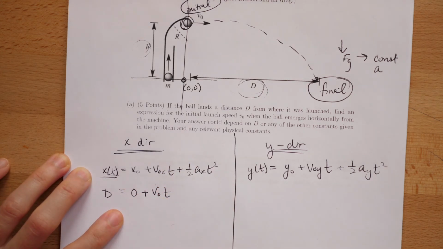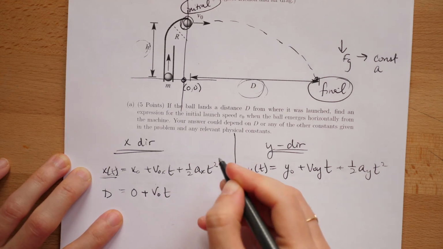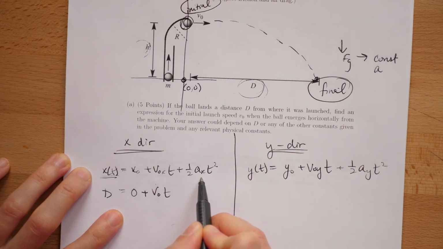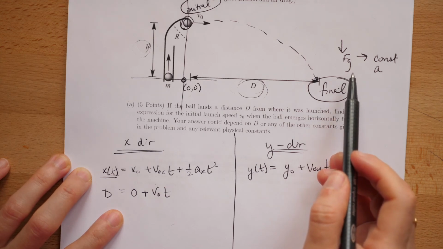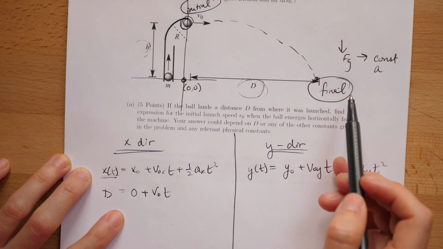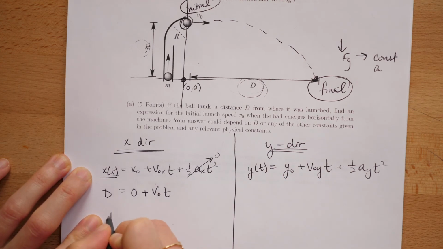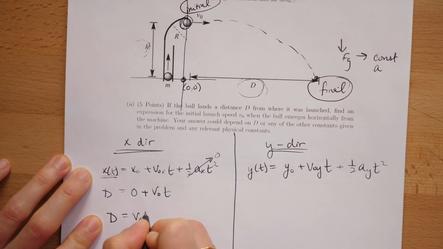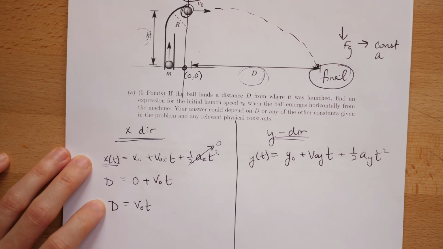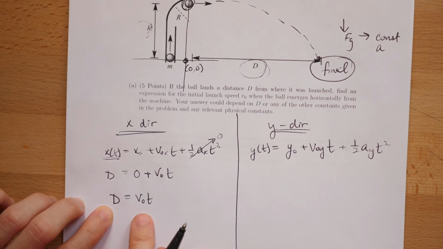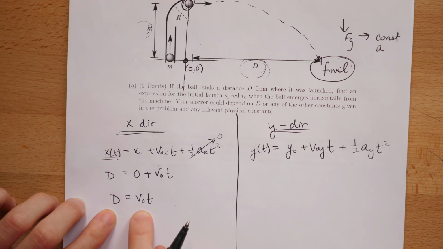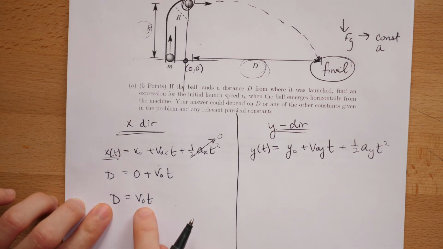We don't know what t is. And there's no acceleration in the x direction because the only force acting is gravity and that acts straight down. So this is 0. So our equation in the x direction is just d equals v0 times t, which makes sense. This says we have constant speed in the x direction. So we multiply that speed by the time it's in the air. That'll give us the displacement in x.